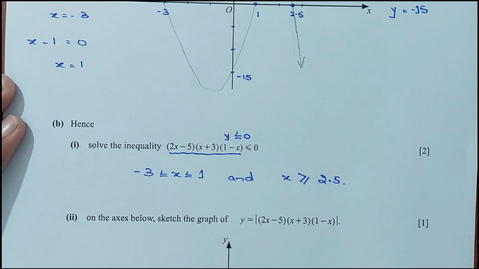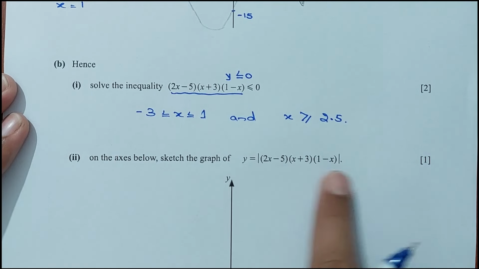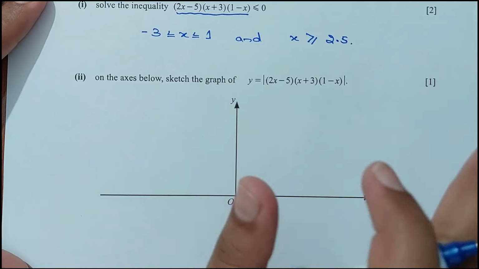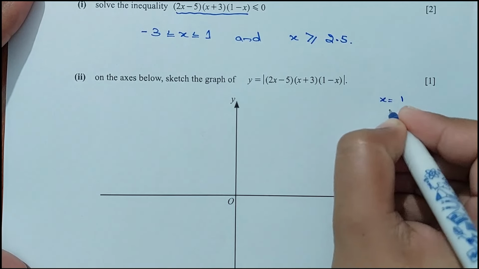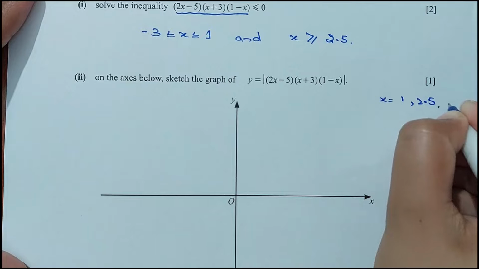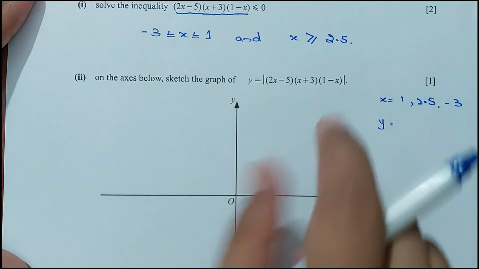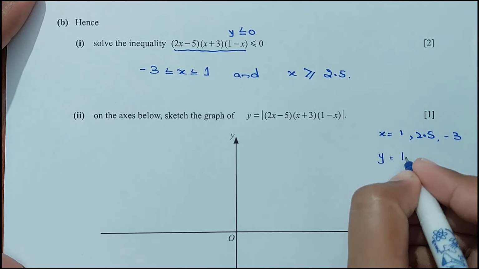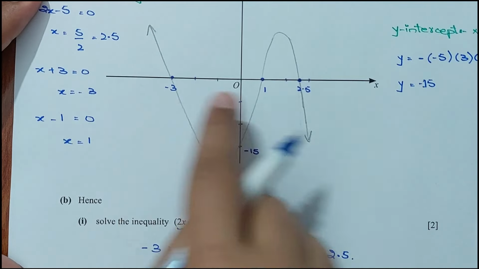Now for the second part of B, on the axes below, sketch the graph of this function. This is the same cubic function, but in absolute form. When we have an absolute value, the x-intercepts stay the same, which are negative 3, 1 and 2.5. But now the y-intercept: we have negative 15, and the absolute of negative 15 equals 15. The y-intercept is positive. The x-intercepts stay the same, but now the y-intercept is on the top.